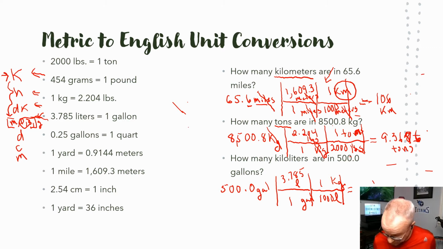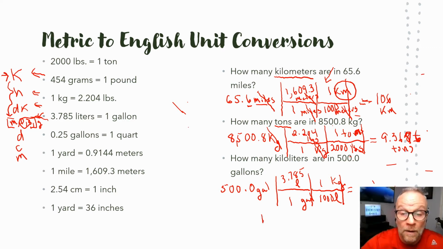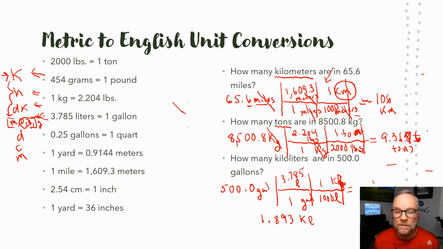And I think I did that. I get 1.893 liters. Let's write down here next to my beautiful mug. 893 kiloliters. I put kilograms there. Silly me. It's kiloliters. And that is the conversion. So 500 gallons is equal to almost 2 kiloliters.